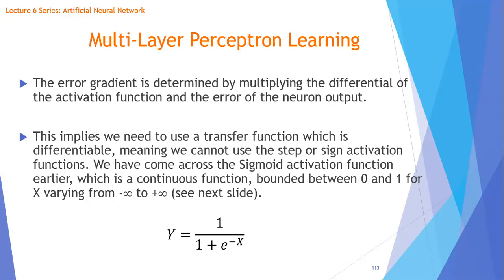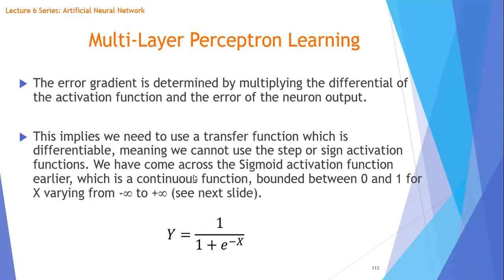Okay. So this implies that we need to use a transfer function or an activation function which is differentiable, because from the very definition of error gradient here, we are saying we need to multiply the differential of the activation function. It means we have to choose an activation function which is differentiable. It's for this reason that we can't go for the step or the sign activation functions.